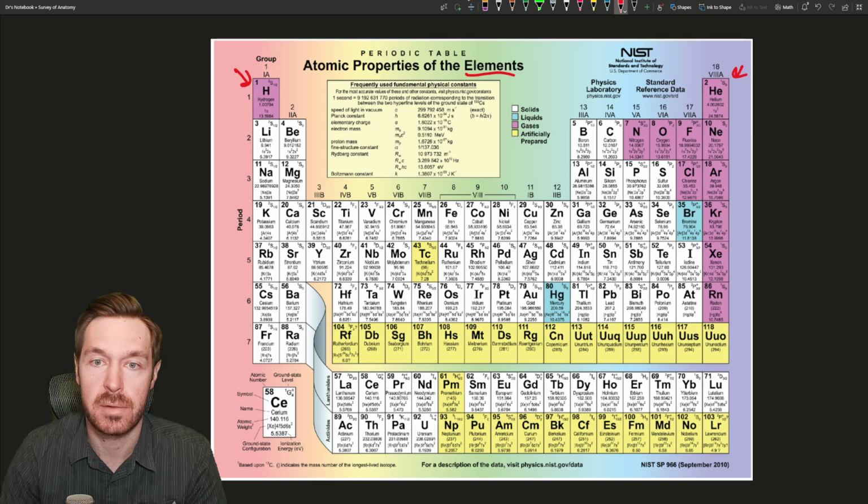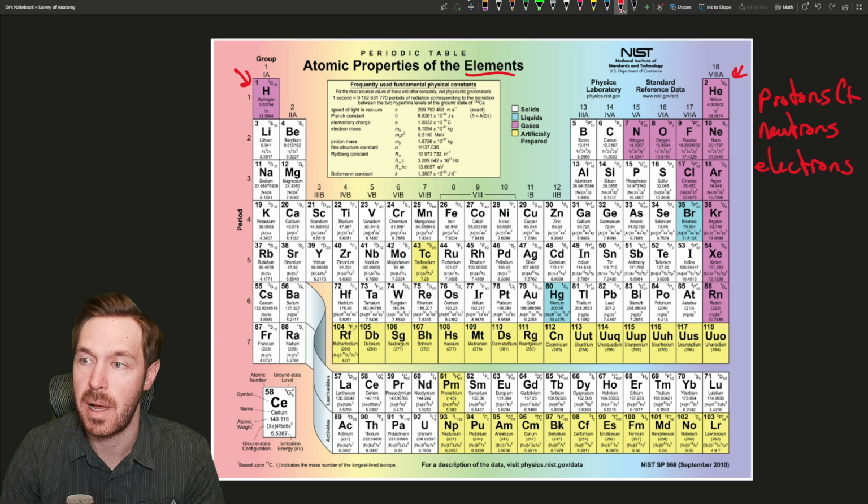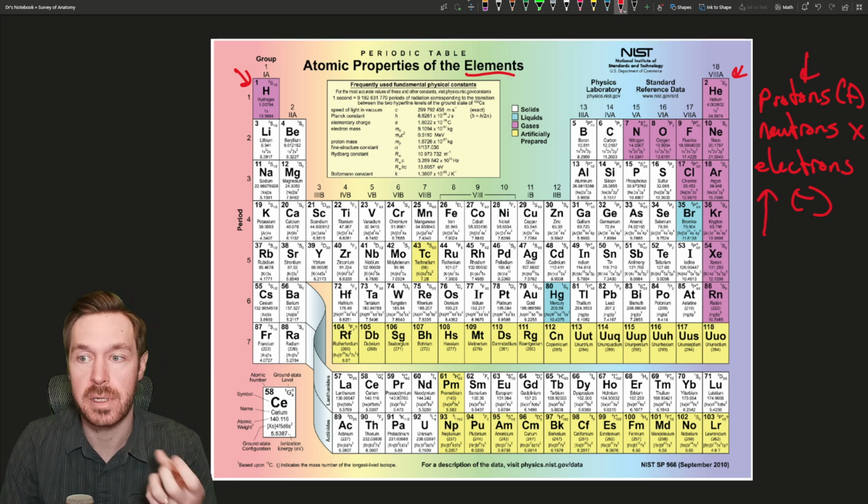So helium here, if we look at what's in an atom, there are protons, there are neutrons, and there are electrons. Protons carry a positive charge, neutrons are a neutral charge, and then electrons carry a negative charge. So an element at the atomic level is neutral, meaning it has no charge. So the number of protons will balance with the number of electrons, and that's what's essential in this periodic table right here.